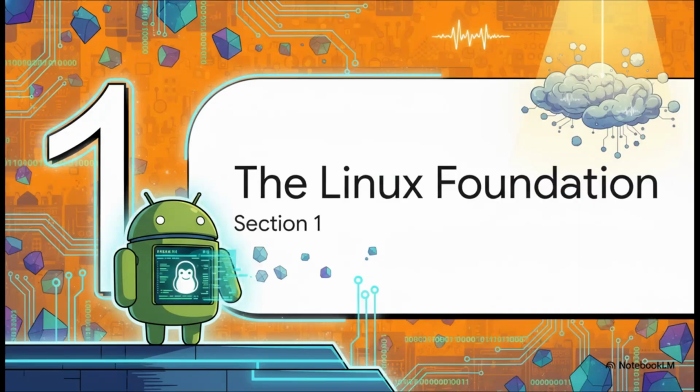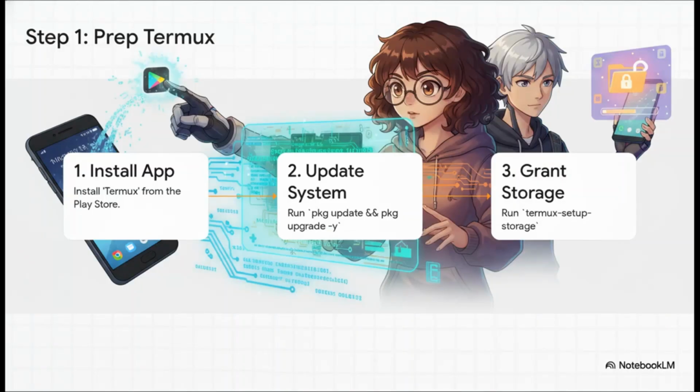All right, first things first, we need to build the foundation. Now, Android is technically based on Linux, but to run a real server, we need a full-blown, powerful Linux environment. Think of this as laying the bedrock for our entire AI project. Okay, step 1. Head over to the Play Store and install an app called Termux. This thing is awesome. It gives you a real command line terminal right on your phone.